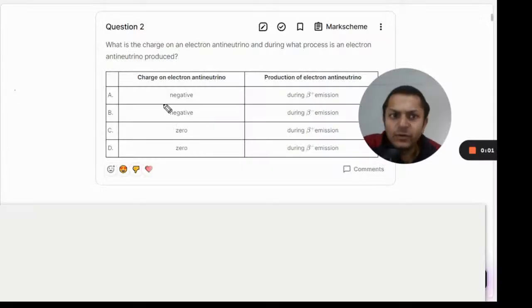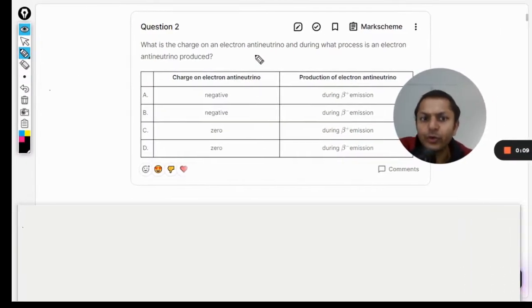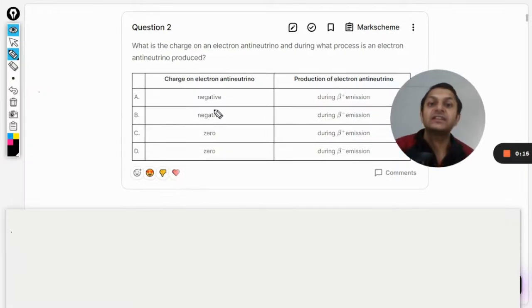Okay, dear student, let us see what is there in this question. What is the charge on an electron antineutrino and during what process is an electron antineutrino produced? Okay, so first of all, let me tell you about the processes in which it does happen. It is only in the case of beta plus emission or beta negative emission. We have to see two reactions here.